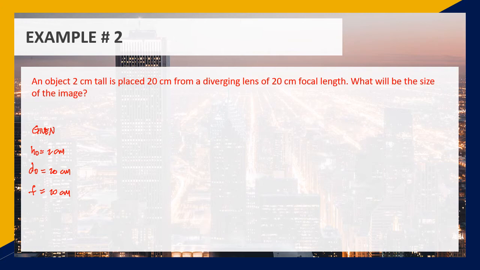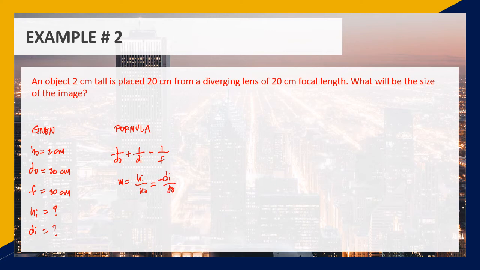What will be the size of the image? So, what we are looking for is the image height. Before we can get the height of the image, we need the distance of the image. So, formula. Since we get the image distance first, the first formula we will use is 1 over DO plus 1 over DI is equal to 1 over F. Then the next formula is the linear magnification, which is hi over ho equals negative di over do.